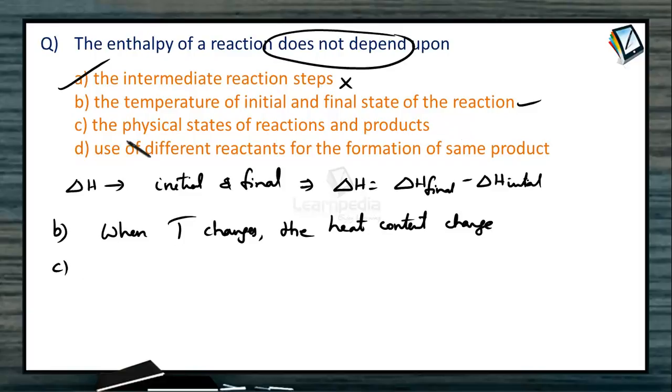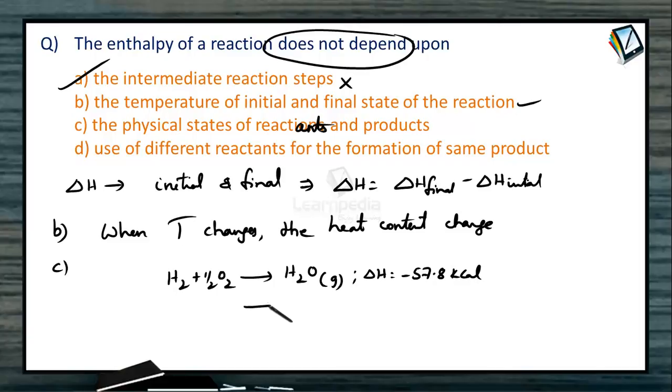The third one is given as the physical states of reactants and products. If I give a simple example, formation of water. During the formation of 1 mole of water in the gaseous form from its respective elements, that is hydrogen and oxygen, the amount of heat released is equal to 57.8 kilocalories per mole. But if the same water is obtained in liquid form, the amount of heat released is 68.32 kilocalories per mole. So, based on the physical state of the reactants or the products, the enthalpy change definitely changes. So, this is also a correct statement.